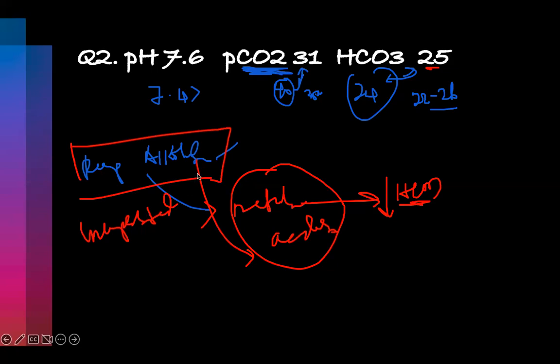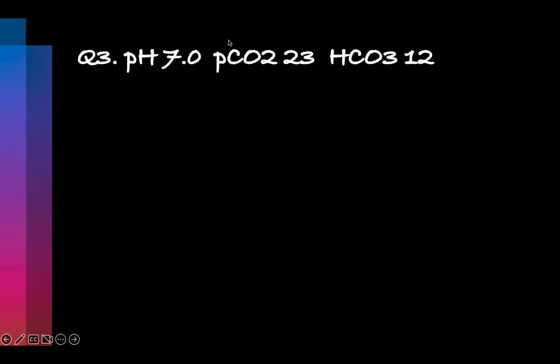So respiratory alkalosis uncompensated. So that's what it means. Let's try another one. Same strategy. pH 7.4 here. We have our 40 and our 24.